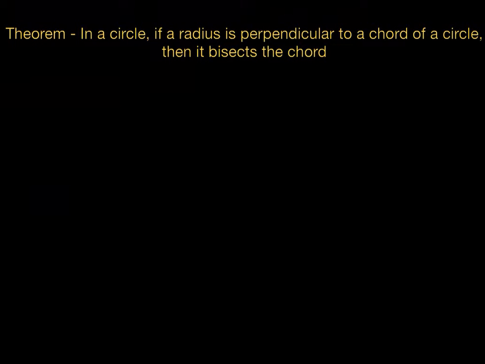Let's take a look at a couple of theorems here and explain them. We will not prove them here in this video, although they have been proven, but we will at least look at them and explain them. So the first theorem that we have is, in a circle, if a radius is perpendicular to a chord of a circle, then it bisects the chord.